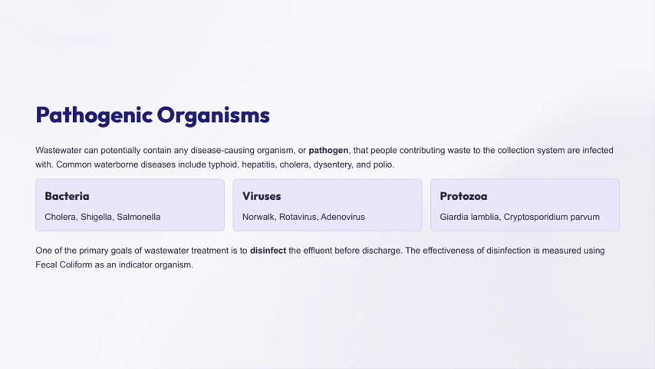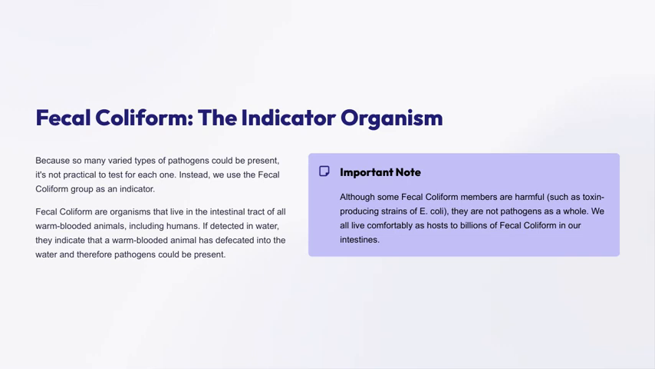water systems. Fecal coliform, the indicator organism, is a crucial concept because testing for every possible pathogen in water isn't practical. Instead, we rely on fecal coliform as a marker for contamination. These organisms live in the intestinal tracts of all warm-blooded animals, including humans. So, when we find fecal coliform in water, it signals that a warm-blooded animal has likely defecated into that water, and that means pathogens could be present.